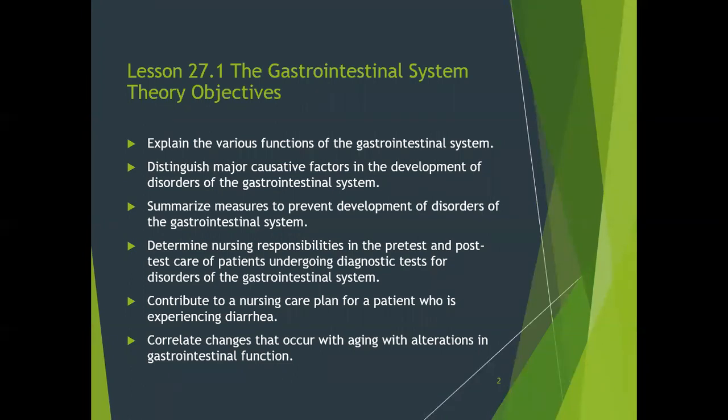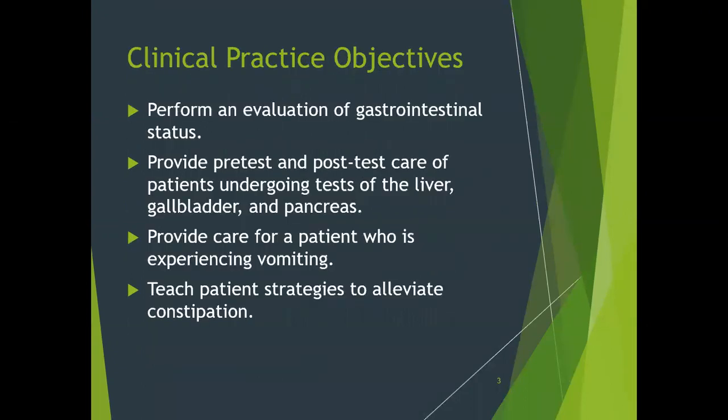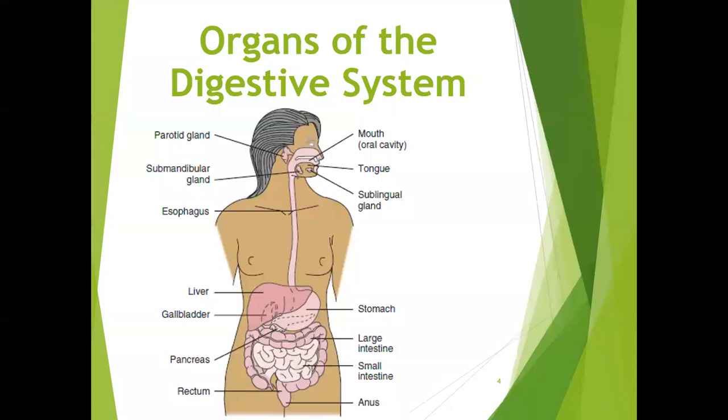Contribute to a nursing care plan for a patient who is experiencing diarrhea, and correlate changes that occur with aging in relation to alterations of the GI function. Clinical practice objectives: perform an evaluation of GI status, provide pre-test and post-test care of patients undergoing tests of the liver, gallbladder, and pancreas, provide care for a patient who's experiencing vomiting, and teach patients strategies to alleviate constipation.